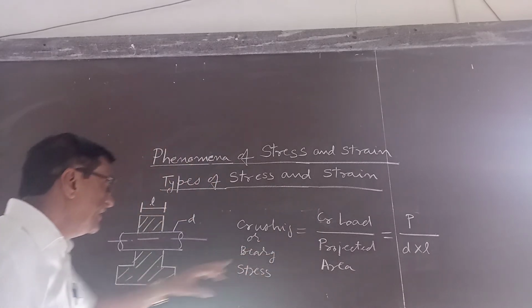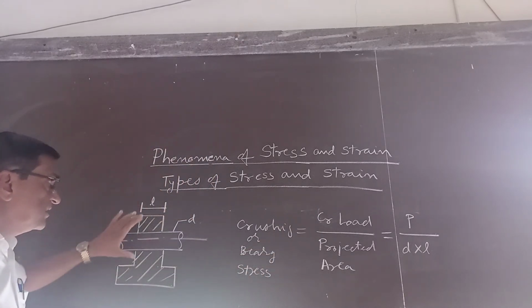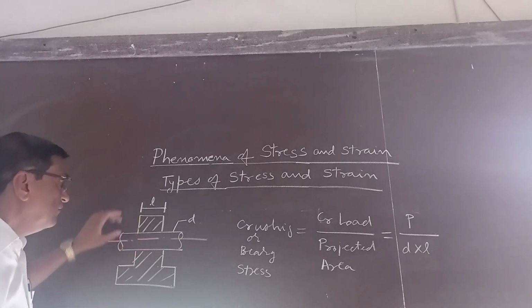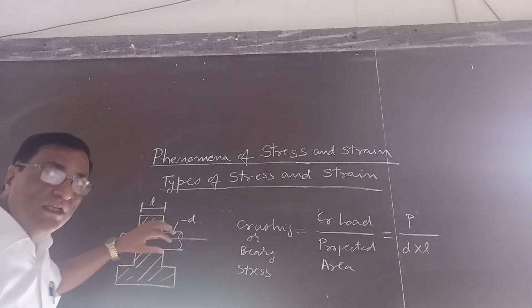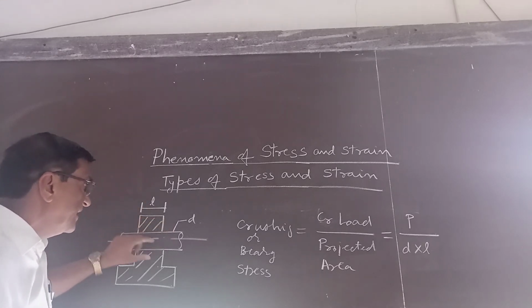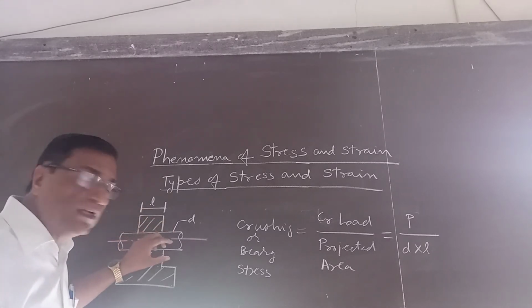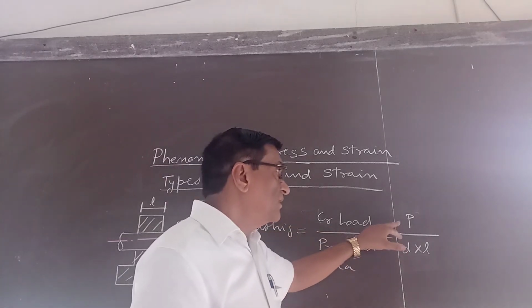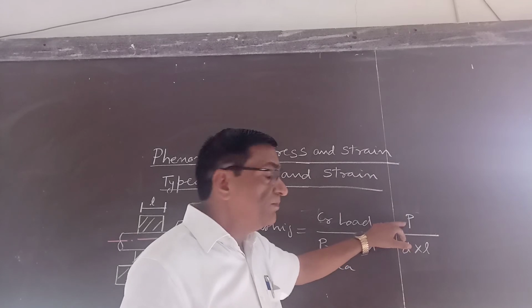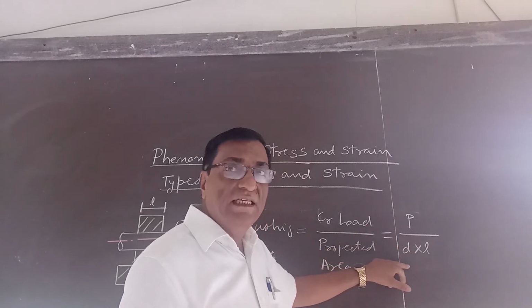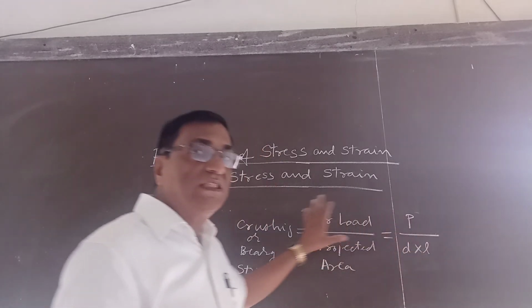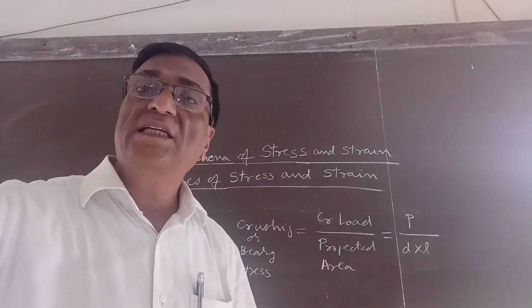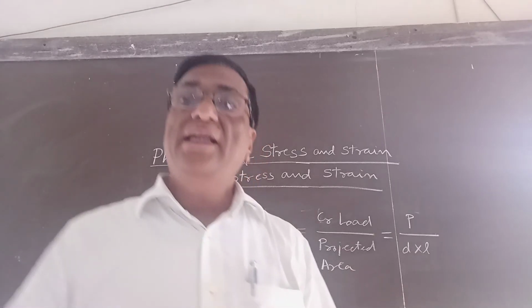The projected area, in this case, suppose this is the bearing and this is the journal. The crushing area will be equal to the projected area. The projected area is given by B into L. So the crushing load is P and the projected area is B into L. So crushing stress is defined as the ratio of crushing load upon the projected area.